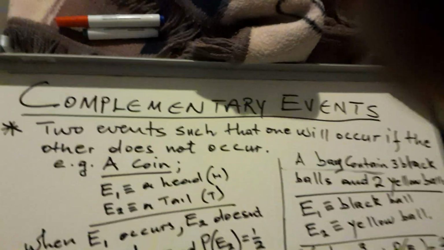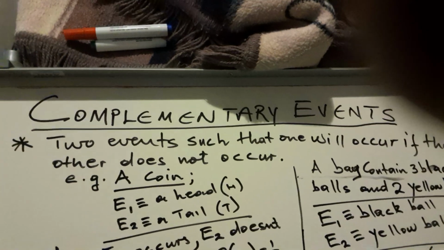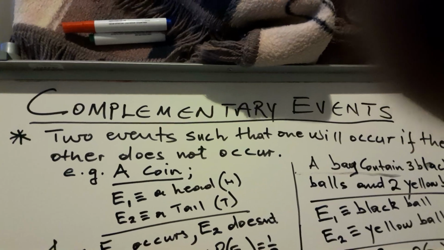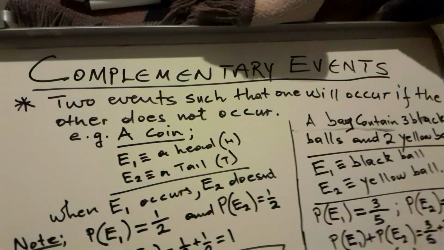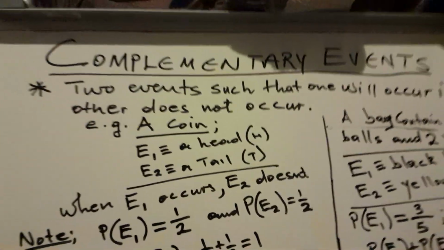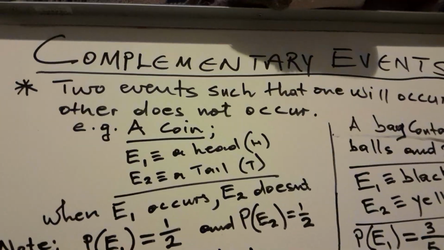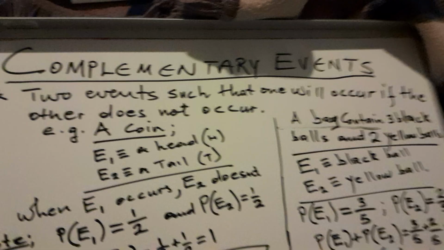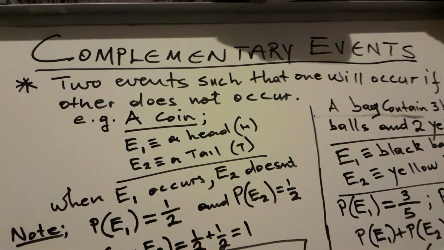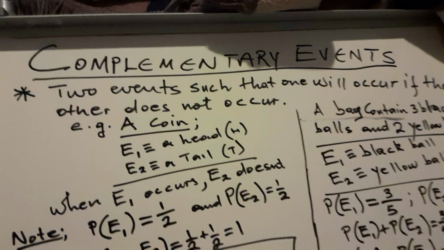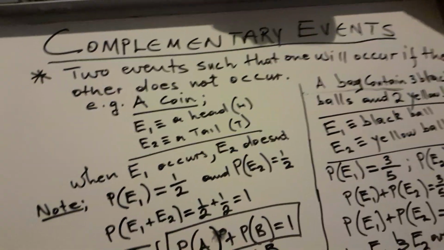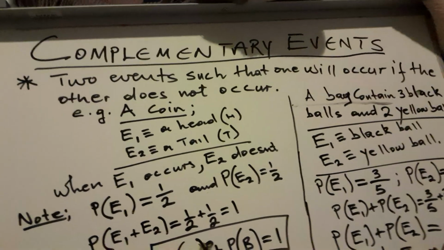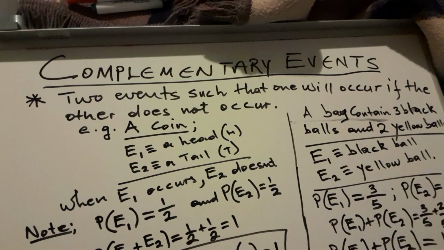in question 7, speaks about complementary events. I want us to have a look at complementary events. Now, I have here that two events such that one will occur if the other does not occur. In other words, you can think of this as one event being outside the other event.